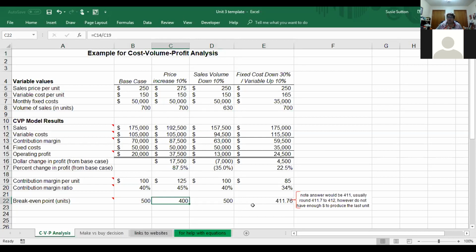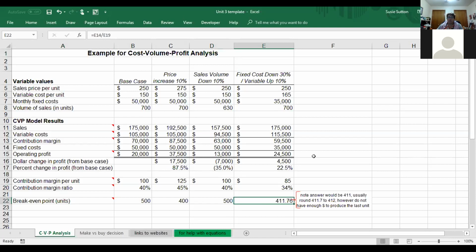Now, one thing to notice when I'm going through the calculations is that in this scenario, fixed costs went down 30%, variable costs went up 10%. I went through the calculations and I came up with the break-even point of 411.76. Mathematically, in what we've learned, and even in money, you say 411.76, you round up. So we just say 412. But we need to remember we're saying how many units would we have to sell to break even?